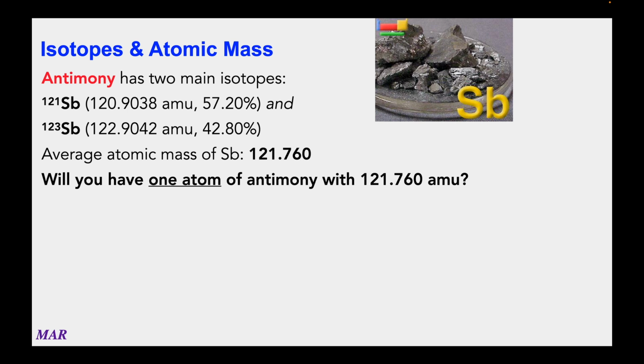Here's another thing with isotopes. Antimony is another element. It has a symbol Sb. There's two main isotopes, all right? And the average atomic mass of antimony is 121.76. And the question is, will you ever have one atom of antimony with 121.760 AMU? And the answer is no.